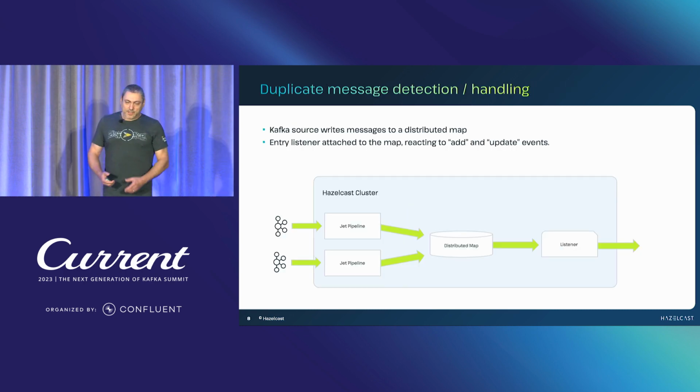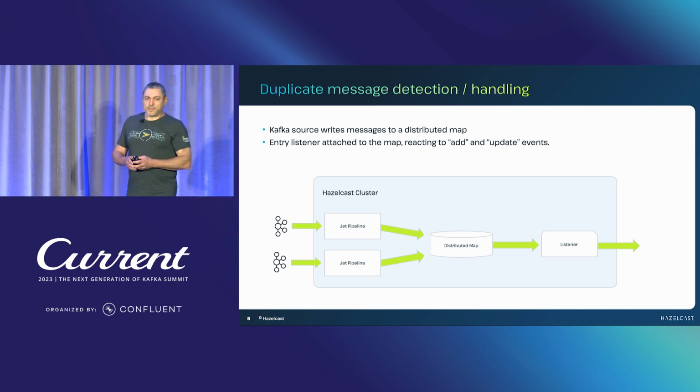So the first use case is duplicate message detection. On the surface, it's a pretty simple problem. But what happens when you have data flying into the system in real time and you cannot afford processing duplicate messages? If the requirement is that you have to process the message only once, Kafka does not provide this capability out of the box.